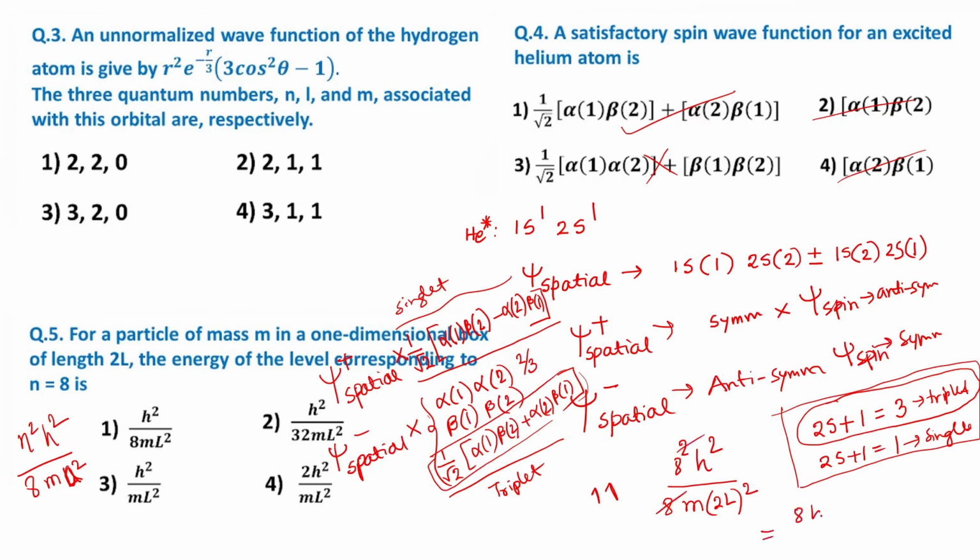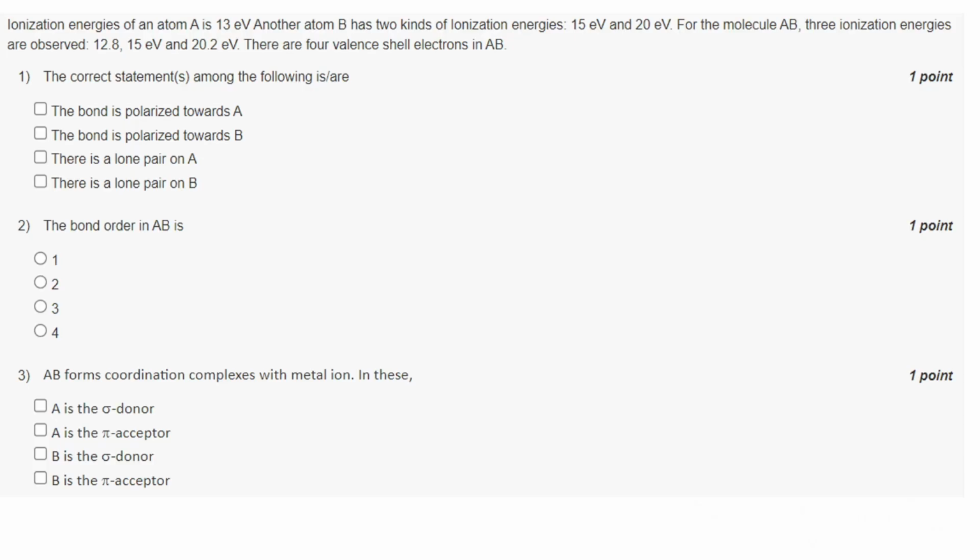Then here 8 h square 4 m l square. So 4 8 2, so 2 8 square by m l square, which is actually option D. I did not spend much time here because this is easy, right? I hope you got the point. Yes, I got it. Okay.